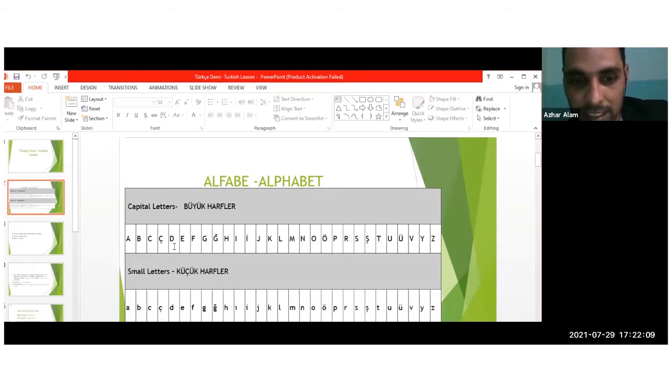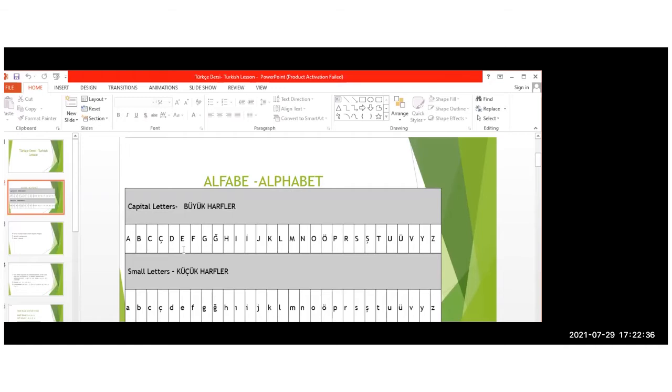Now D is pronounced as Day. We only pronounce it differently, but while reading, there will be no differentiation. It will be almost similar to English. Only the difference will be like T is pronounced as Te. So we will learn quickly.